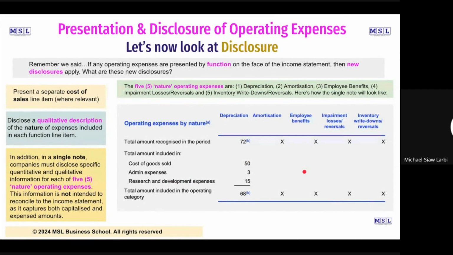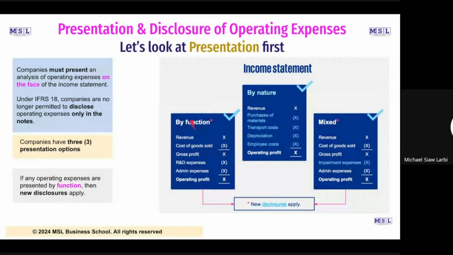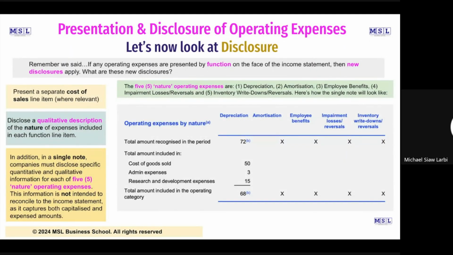Investors want to know, at least if you choose to go for the functional classification, then please give me a note that shows your nature. I hope it's clear. If you do nature, we are okay with you. If you do functional P&L presentation, then please, in your notes, give us a clear description of the nature too. So you want to reconcile them.